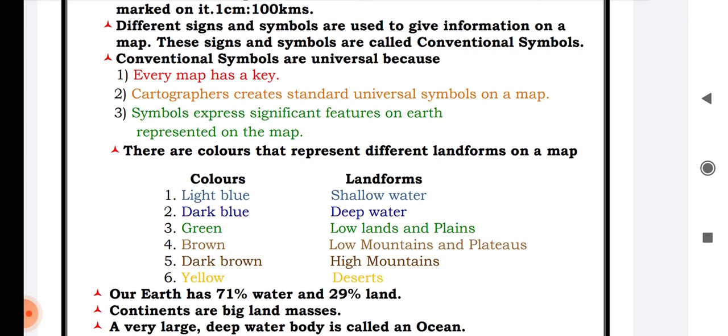And these conventional symbols are universal. Universal means everyone follows them. By seeing the map, we understand, okay, this is the symbol for the particular thing. Like when we see the police station, or a bridge, a state boundary, a metal road. So we use the symbols. We take a right turn, left turn. See, these are the common signs and symbols which are used on a map.